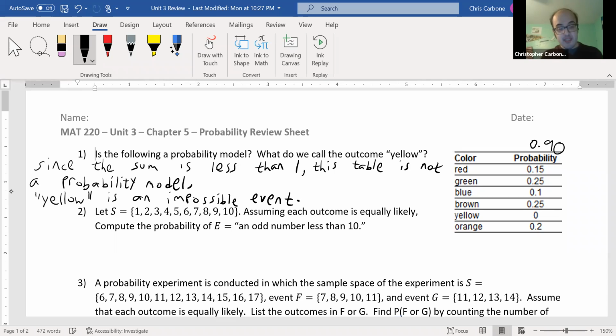Question 2, I have that the sample space S is the numbers 1 through 10, assuming each outcome is equally likely. We want the probability of the event E, an odd number less than 10. In this case, we have a total of 5 odd numbers less than 10: 1, 3, 5, 7, and 9. There's a total of 10 entries, 1 through 10. So this is 5/10, or 1/2, or as a decimal, as they will probably make you write it, 0.5.